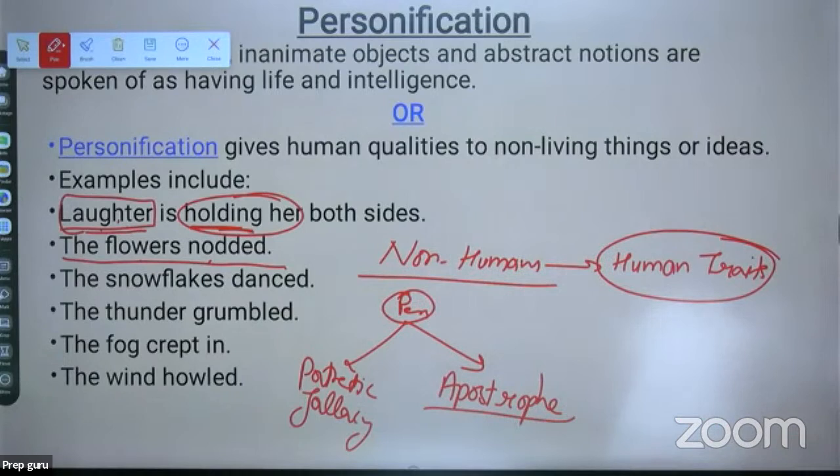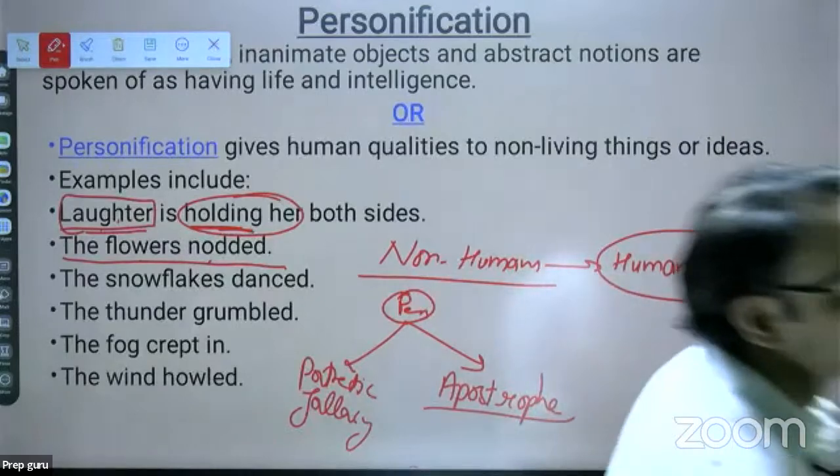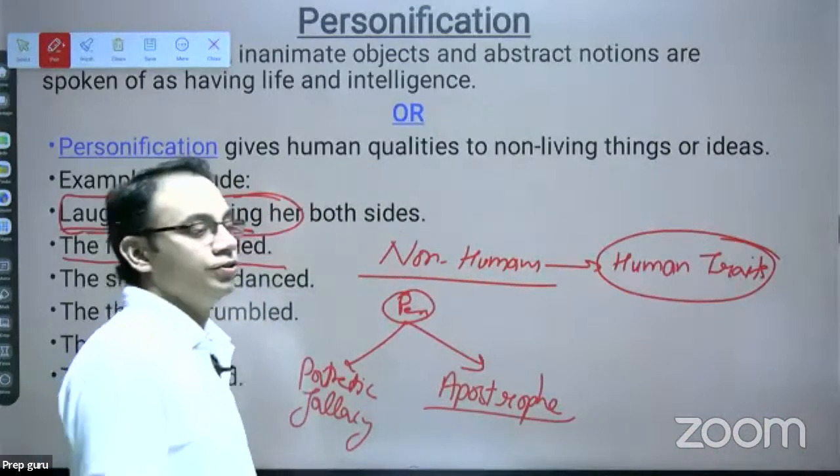Wait a minute. सर इसमें स्क्रीनशॉट नहीं ले सकते? ओके, स्क्रीनशॉट नहीं ले सकते.